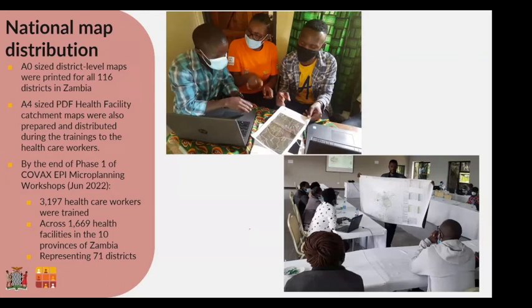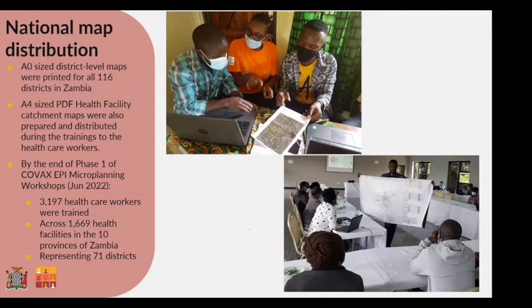In terms of map distribution, the maps were distributed to the trainers as A0 maps for the district level. They were given out and sometimes sent through courier services to the training stations where Grid3 staff were not represented. We also produced A4 PDF catchment level maps, smaller than the others, as you can see in the pictures, that health facilities were able to read and use to inform their micro planning.